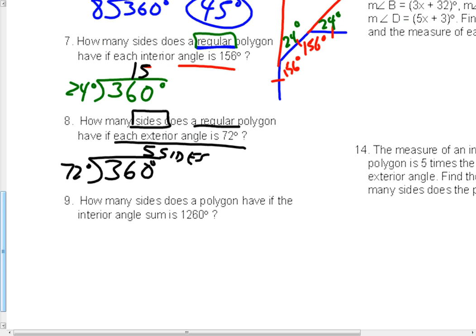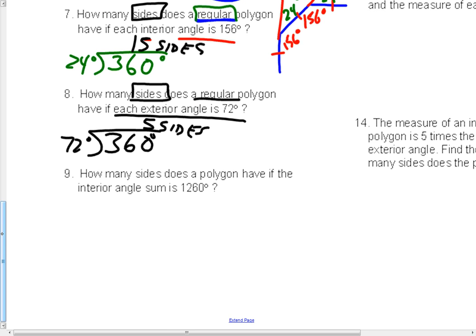Sorry, for number 7, that should be sides, not angles. We needed sides. Number 9, sides, interior, sum, 1260. So we've got the big amounts.